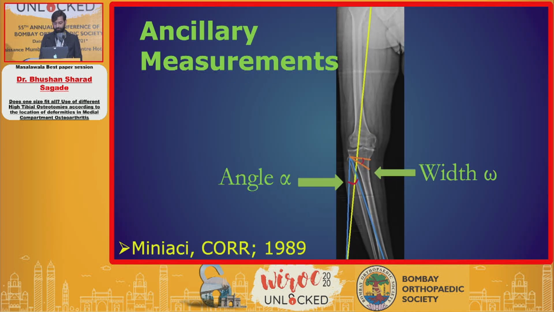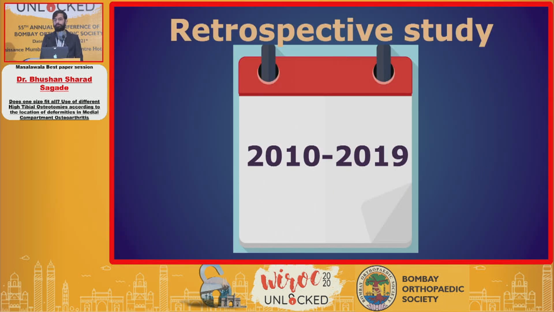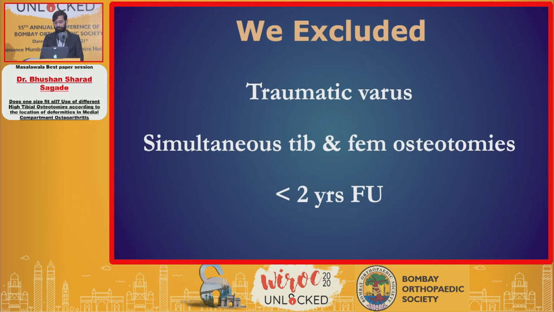Angle alpha and width omega were calculated by using the Miniaci method. The study was an analysis of consecutive HTOs performed over the last 9 years. We included patients operated for medial compartment osteoarthritis with a high tibial osteotomy who had full-length pre- and post-operative X-rays available on PACS for measurements. These were our exclusion criteria.